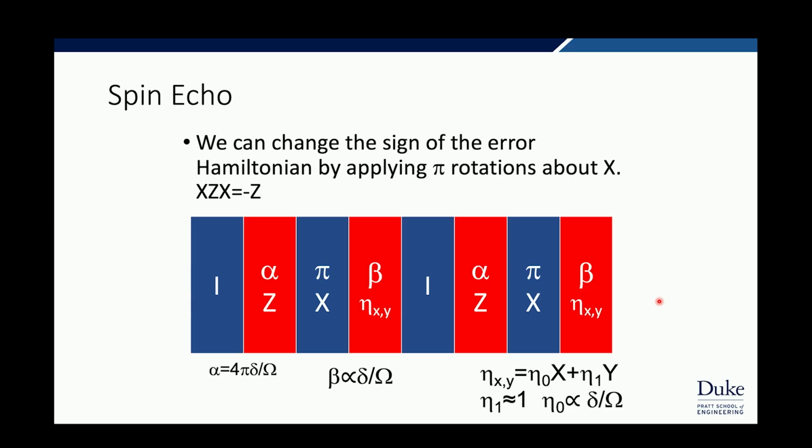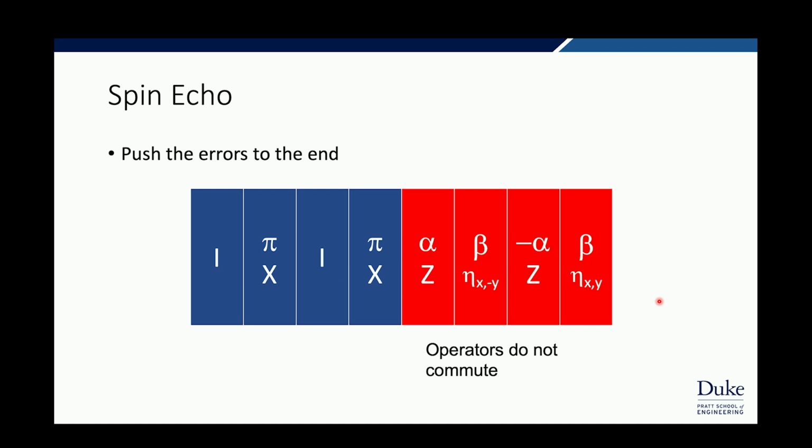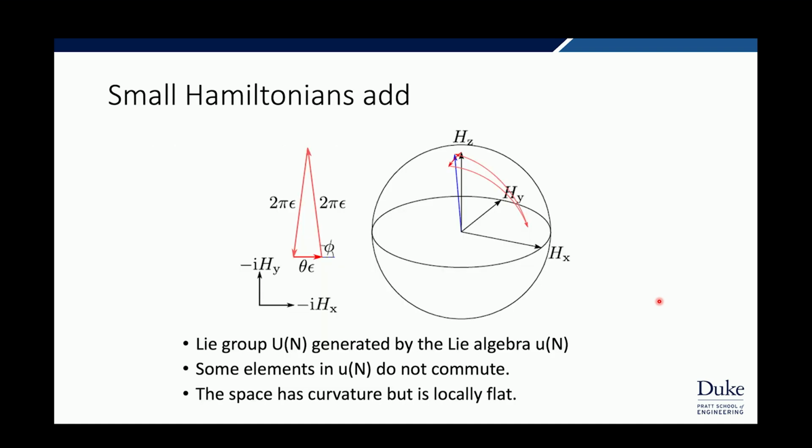initially these are my U's and my W's. And then I push all my W's to the end. And then because of this feature, which is that the error is small, if the errors are small, you can think of every Pauli operator as being a unit vector in a high-dimensional space.